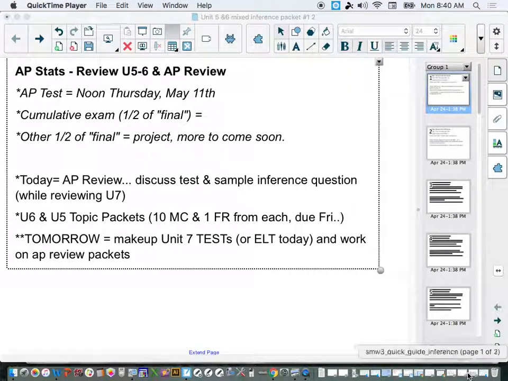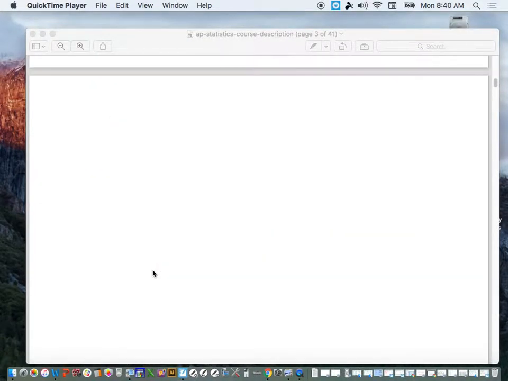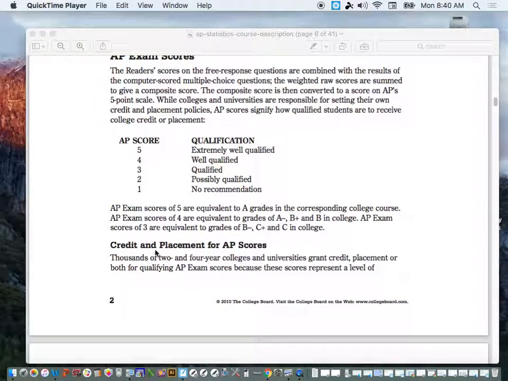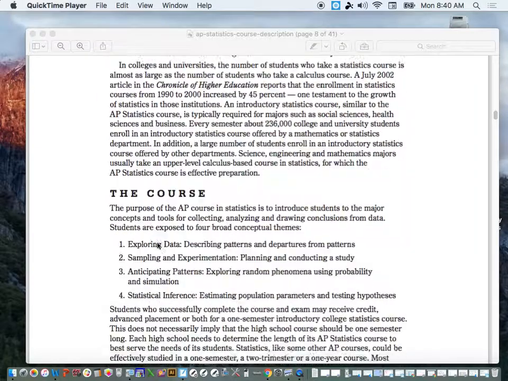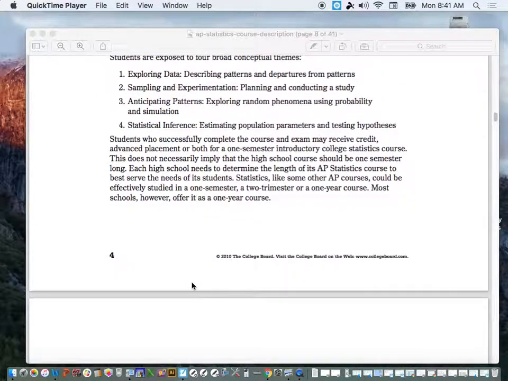All right, so let's first talk about the test in general, what it looks like. At the end, you'll get a score of either 5, 4, 3, 2, or 1. Most colleges accept a 3 or higher for credit. And there are 4 main categories that you're testing on: exploring data, sampling and experimentation, so how to plan and conduct a study, anticipating patterns, so that'd be probability. Basically, those first 3 we worked on in semester 1. And the 4th one is statistical inference, doing the hypothesis test and confidence intervals.